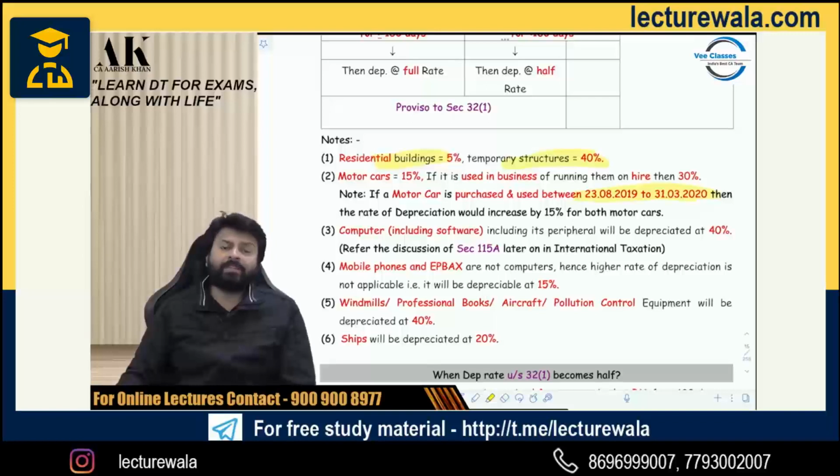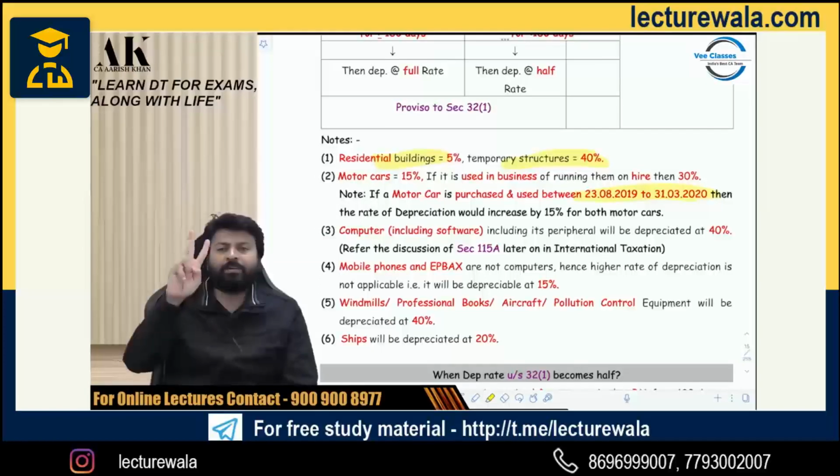Computer and its peripherals will be depreciated at 40%. Its peripherals mean printer, scanner, etc. These are its peripherals. 40%. Mobile phones, sir. Mobile phones 15%. Mobile phones are not computers. EPBX 15%. Sir, what is EPBX? Intercom telecom system which is kept in companies. If you go to a big company, there is an intercom system where you can call from one desk to another desk by dialing certain numbers. So that is EPBX. That is depreciated at 15%. Mobile phone 15%. Okay.